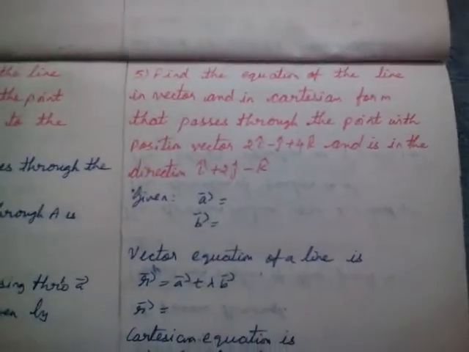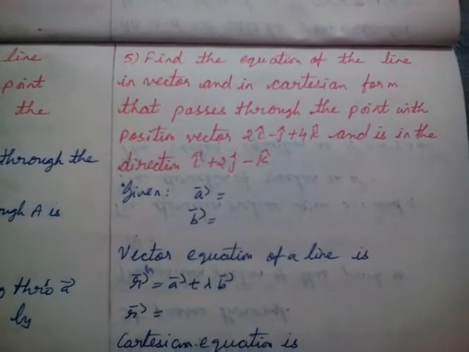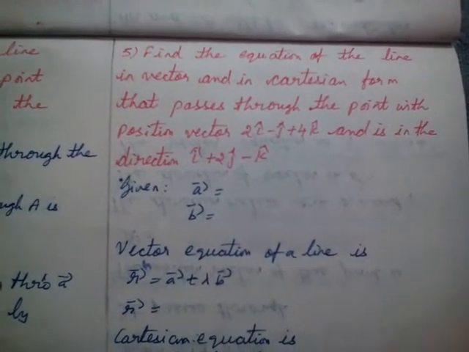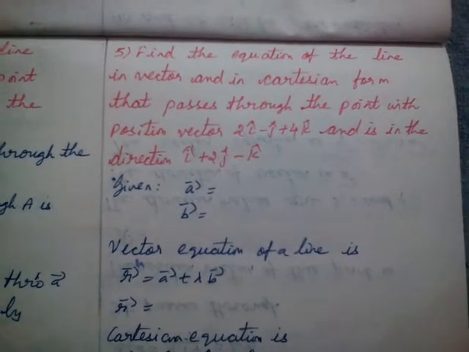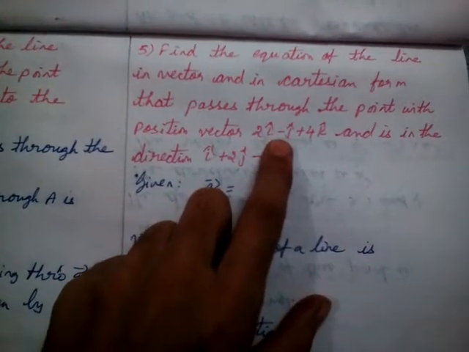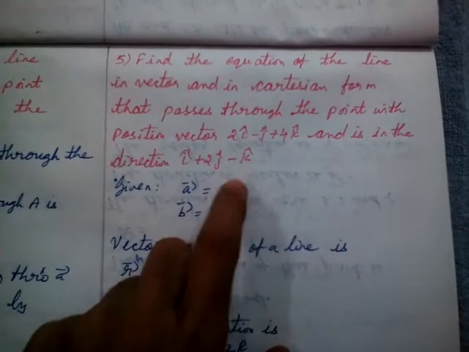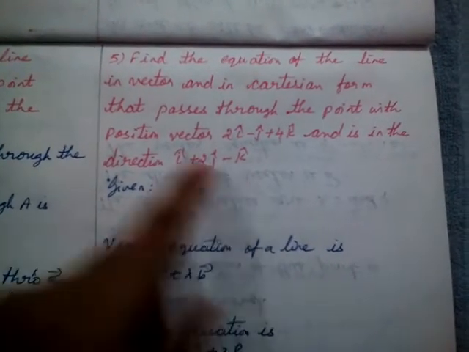Now moving on to the fifth sum. It is given, find the equation of the line in vector and in Cartesian form. Both you have to find. The line passes through the point whose position vector is given, and the direction is given. Here this is a vector and this is b vector. You need to write that.